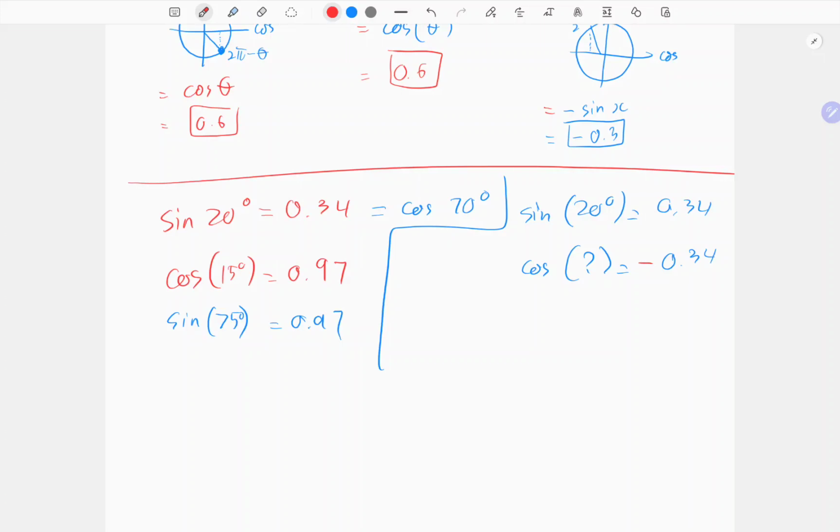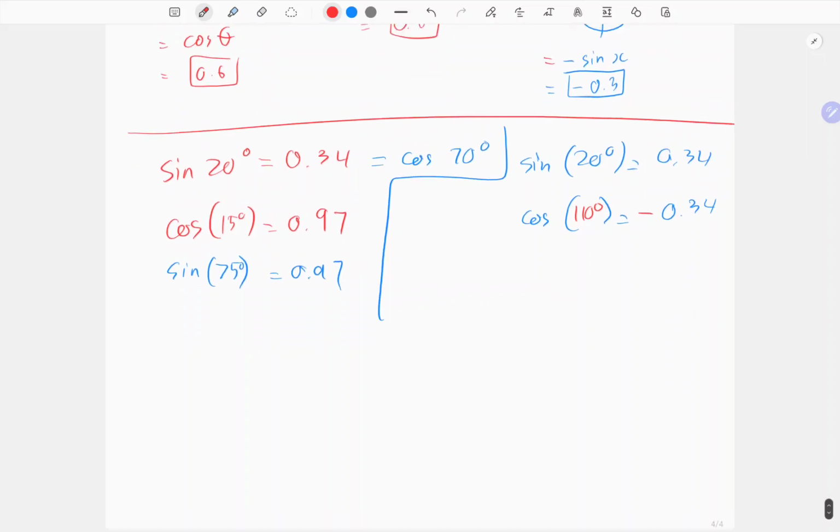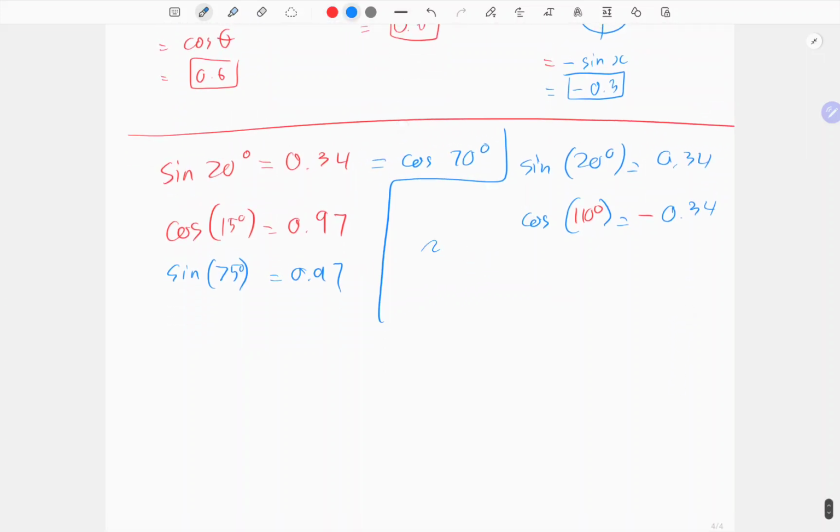Remember, it will be linked to the complementary angle, right? But for cos to be negative, what quadrant must it be in? Second quadrant. So the angle must be 90 degrees plus or minus? Plus, which is 110 degrees. Right? Does it make sense? If you punch in cos of 110 degrees, the answer is negative 0.34. It's exactly the same.